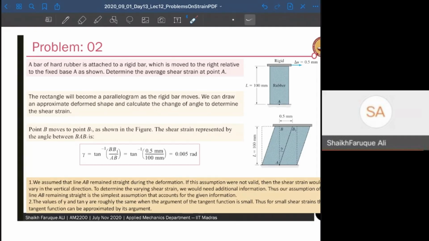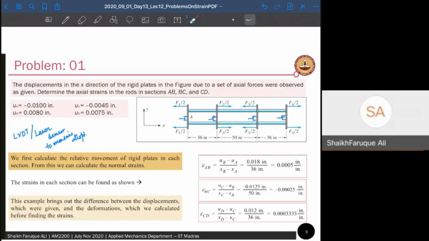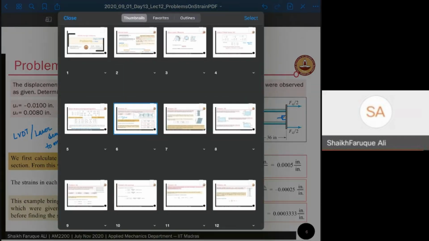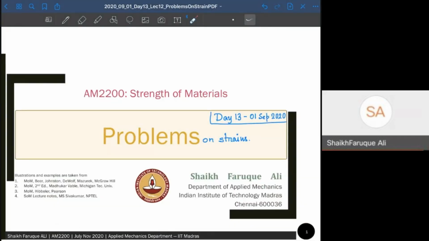I'll tell you where we have taken these problems from. We have taken this problem from the notes of Madhukar Vable from Michigan Tech. So if you want, you can go into these notes and get more problems from that book. He has notes available and a book available on his website.